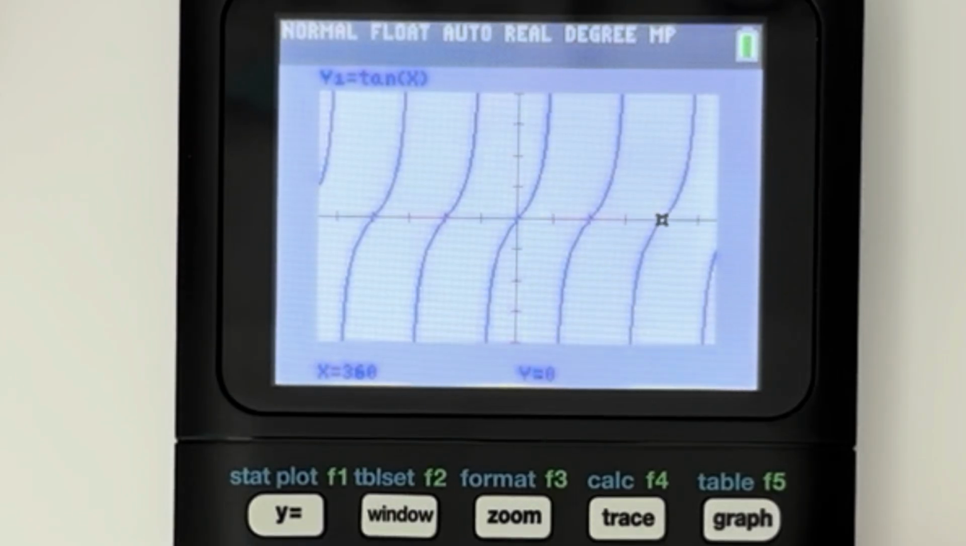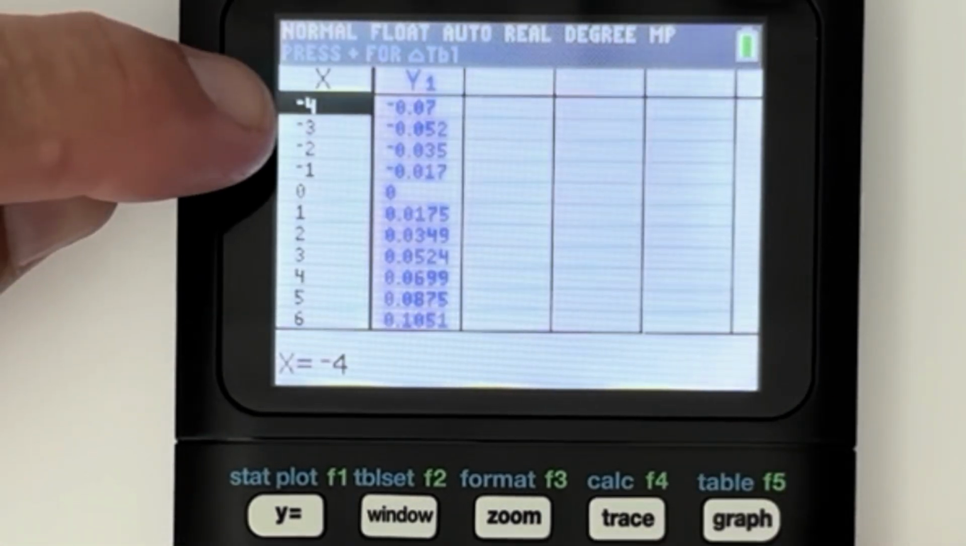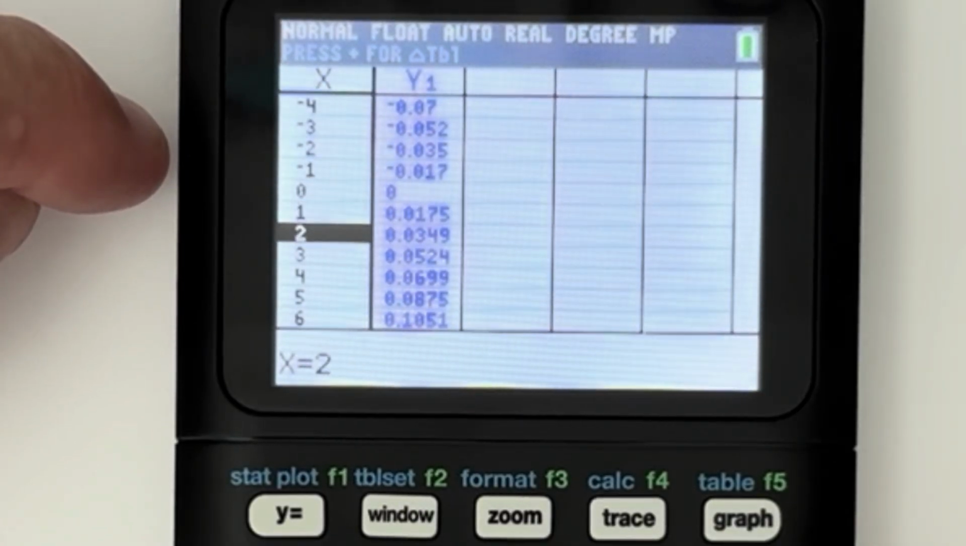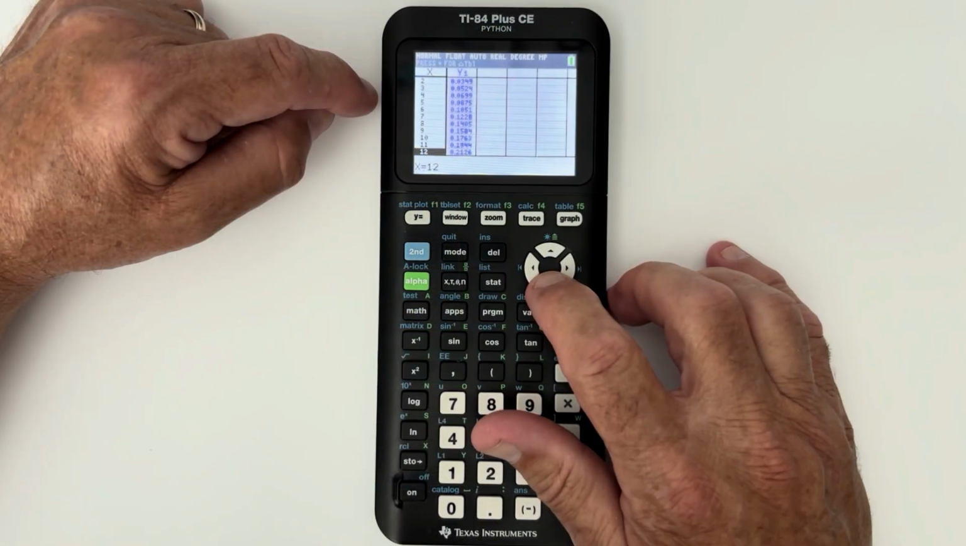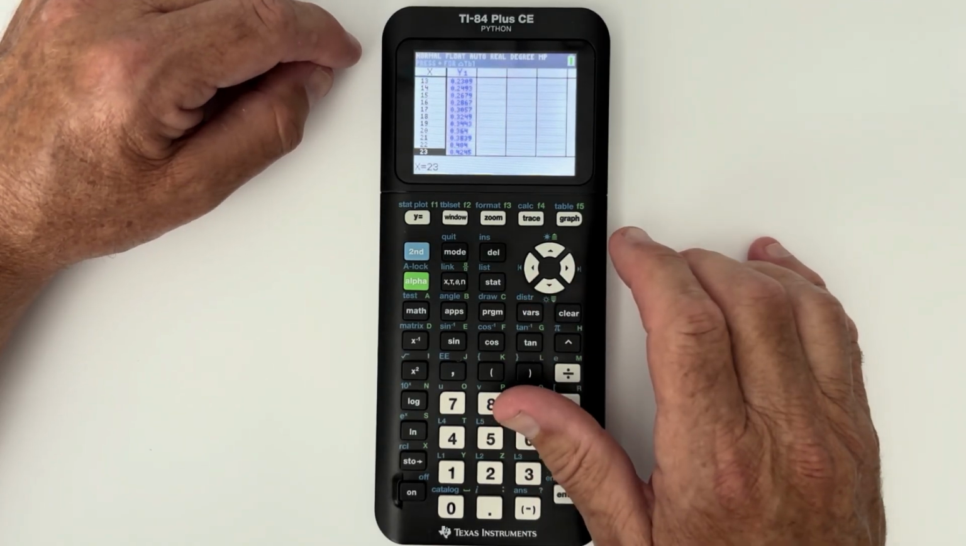Now there is this other thing called table. I'm going to hit second table, and it'll give us numerical values of what we're plotting out for each one of the increments. So that gives you some numerical values if you want a tabular format of what you're doing.